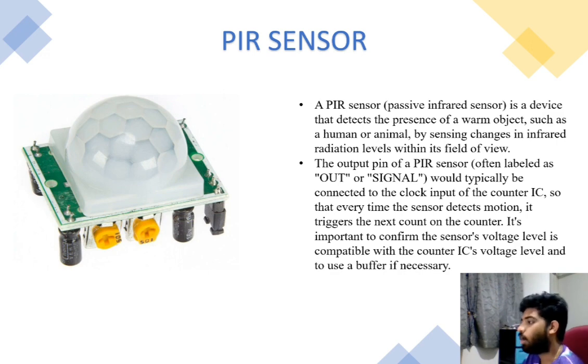The PIR sensor has 3 pins, which are VCC, Vout and ground. The ground is connected to ground, the VCC is used to power up the PIR sensor, and the output pin would typically be connected to the clock input of the counter IC, which we made using FPGA, so that every time the sensor detects motion, it triggers the next count on the counter. It's also important to confirm that the sensor's voltage level is compatible with the counter IC's voltage level.